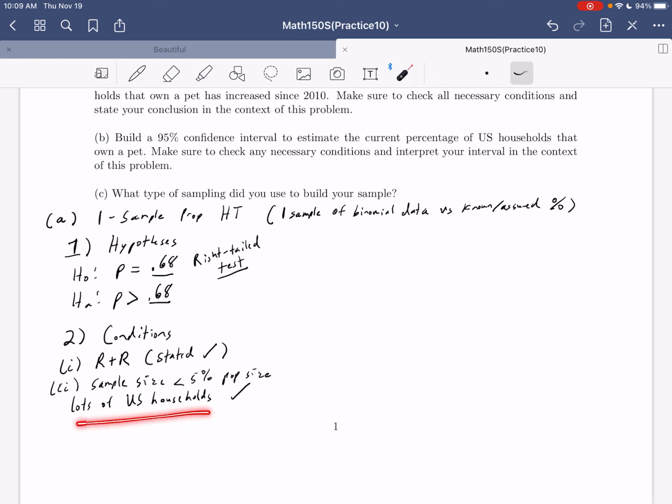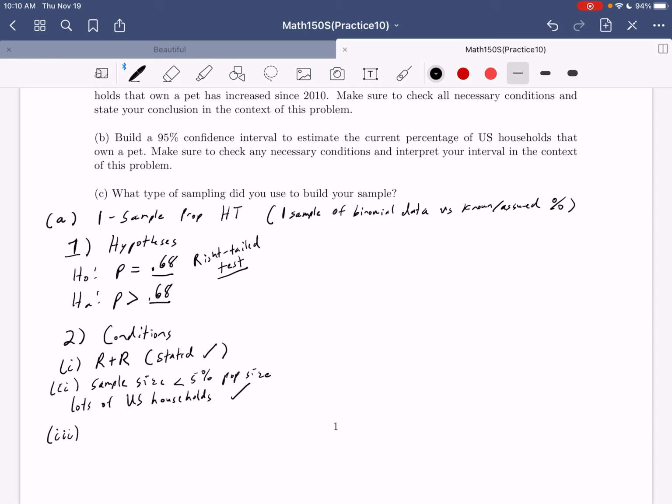Notice that when we state this, we're stating the population, which is U.S. households. There's no mention of the variable. So it would be incorrect to say lots of U.S. households have pets or lots of U.S. households don't have pets. That would be including the variable. We just want to state the population, which is all U.S. households. All right, and then condition 3.